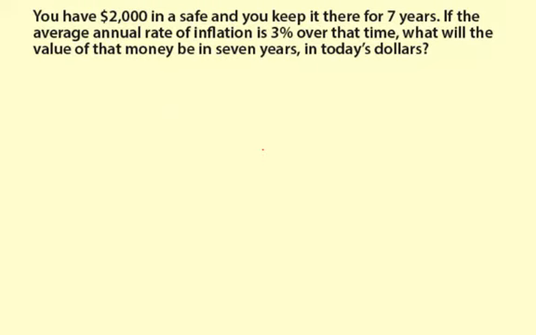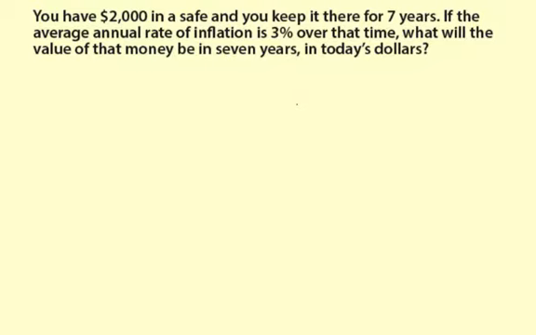You have $2,000 in a safe, and you keep it there for 7 years. If the average annual rate of inflation is 3% over that time, what will the value of that money be in 7 years in today's dollars? So this is a present value question. You want to find out in today's dollars what that amount of money will be in 7 years.